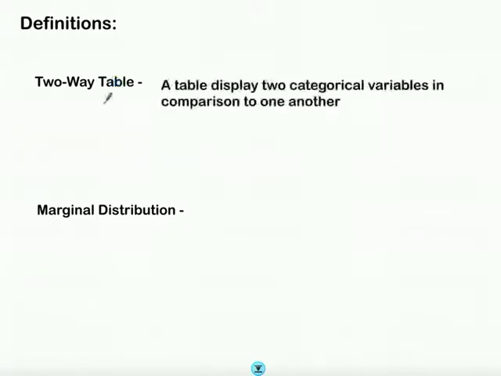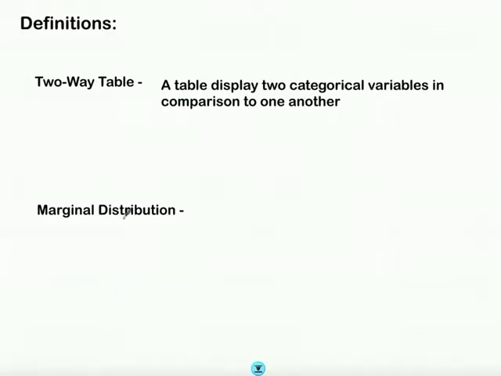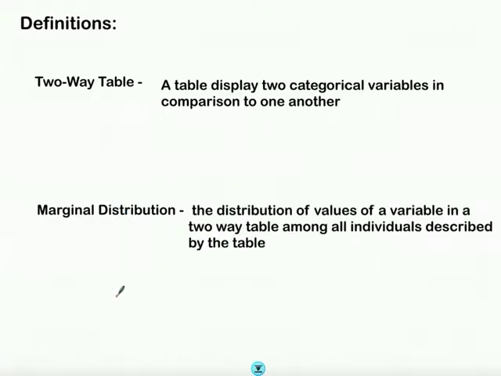A two-way table is a table that displays two categorical variables in comparison to one another. If we backtrack a minute and go back to our table, the two categorical variables in this particular two-way table are gender, male and female, and your opinion of whether or not you're going to get rich. Marginal distribution is the distribution of values of a variable in a two-way table among all individuals described by the table.